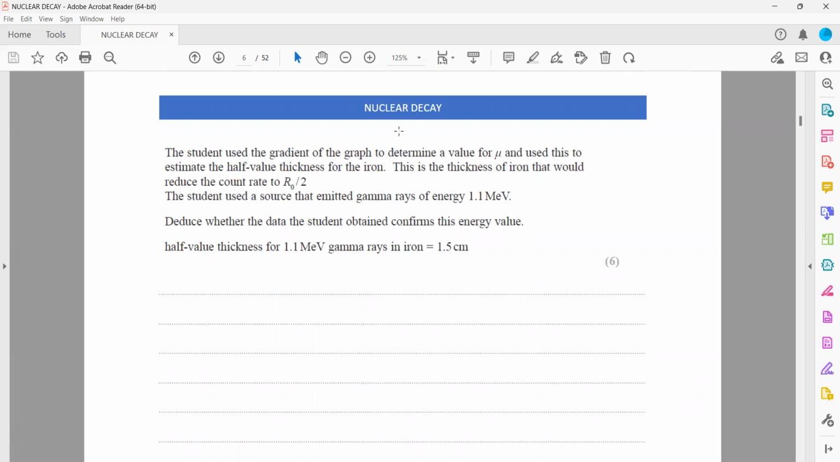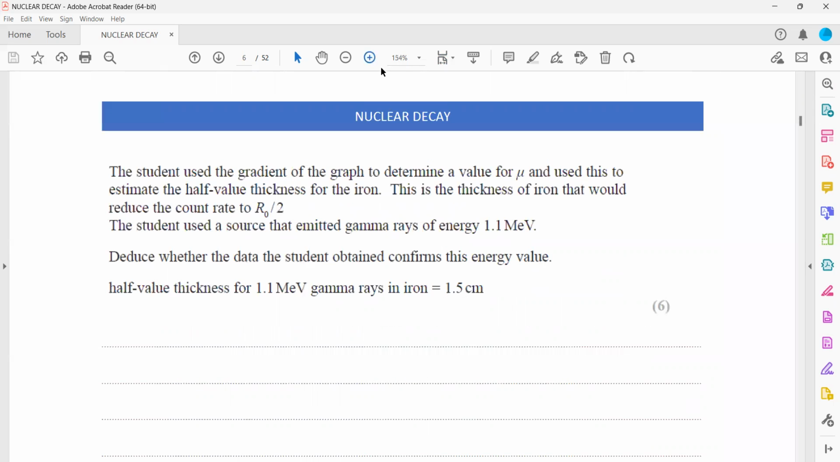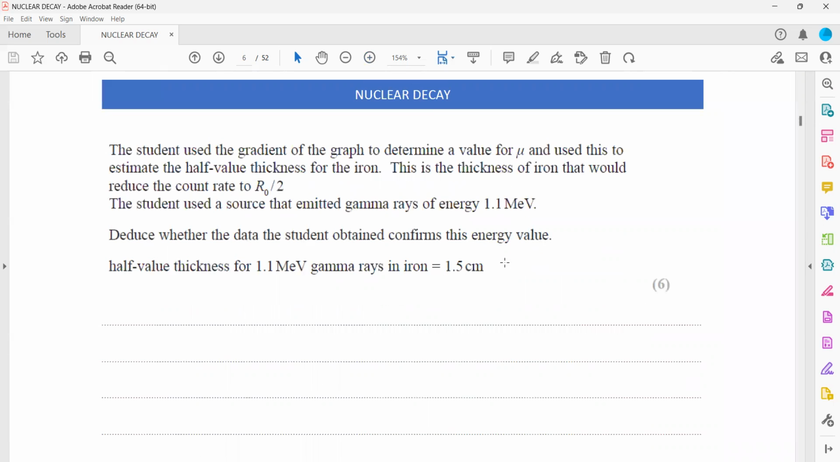The student used a source that emits gamma radiation of energy 1.1 mega electron volts. Deduce whether the data the student obtained confirm this energy value. The half value thickness for 1.1 MeV gamma rays in iron is about 1.5 centimeters.